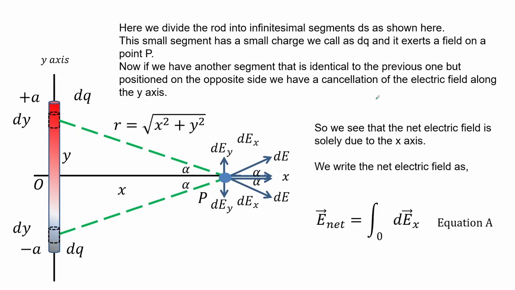Here we divide the rod into infinitesimal segments ds as shown here. This small segment has a small charge we call dq, and it exerts a field on a point P. Now if we have another segment that is identical to the previous one but positioned on the opposite side, we have a cancellation of the electric field along the y-axis. So we see that the net electric field is solely due to the x-axis. We write the net electric field as A.